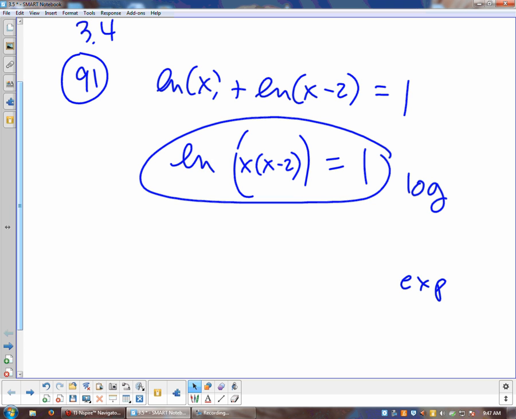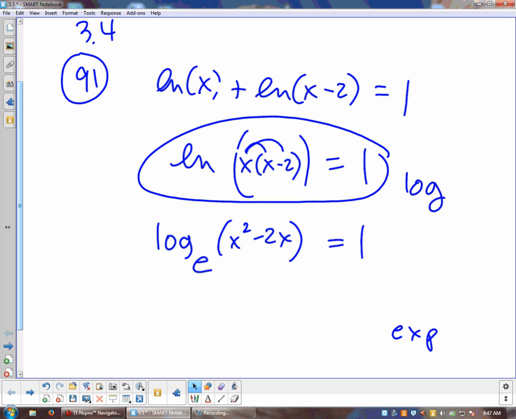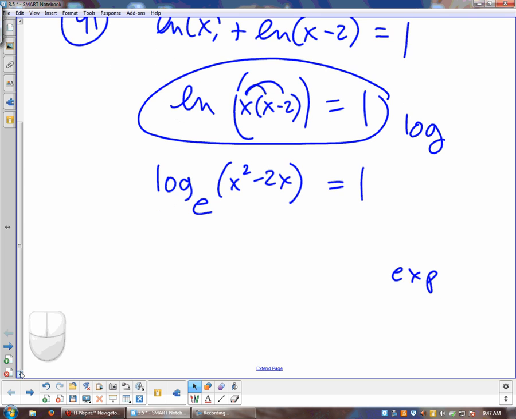All right, so remember, when you see ln, that's log to the base e. In this case, I can distribute and say x squared minus 2x equals 1, and that's still log form. All right, that's our log form. So we want to rewrite this in exponential form. So Bailey, how would we do that? e to the first equals x squared minus 2x.